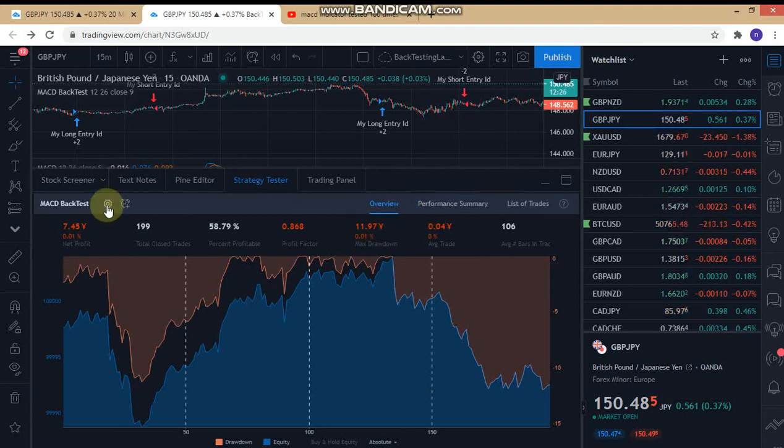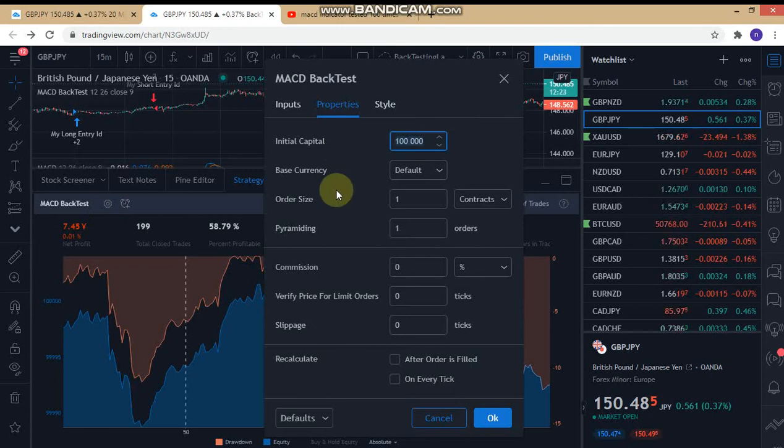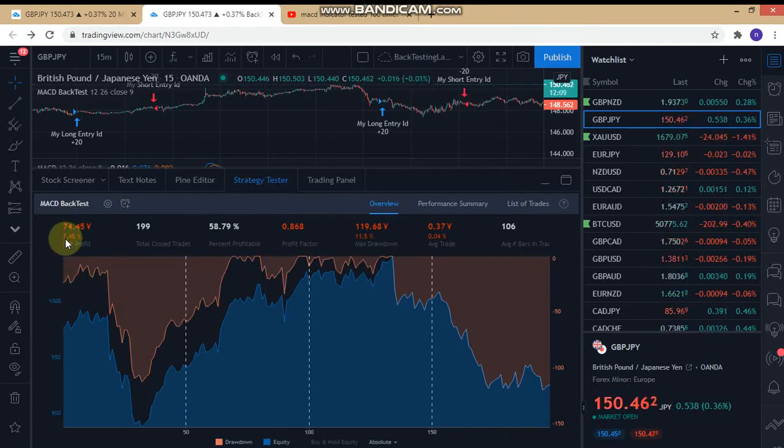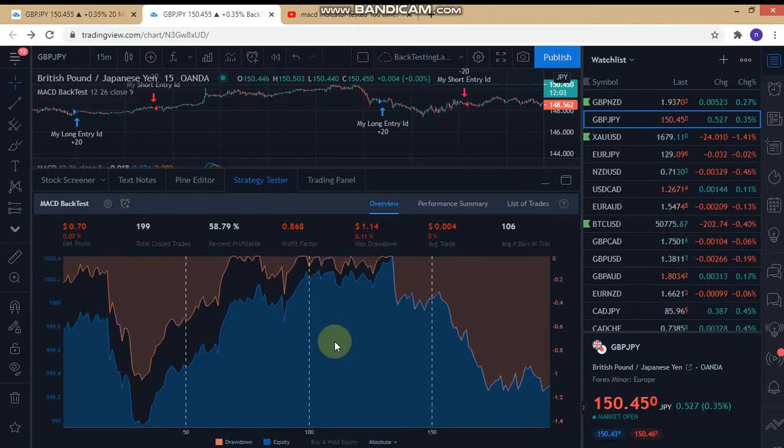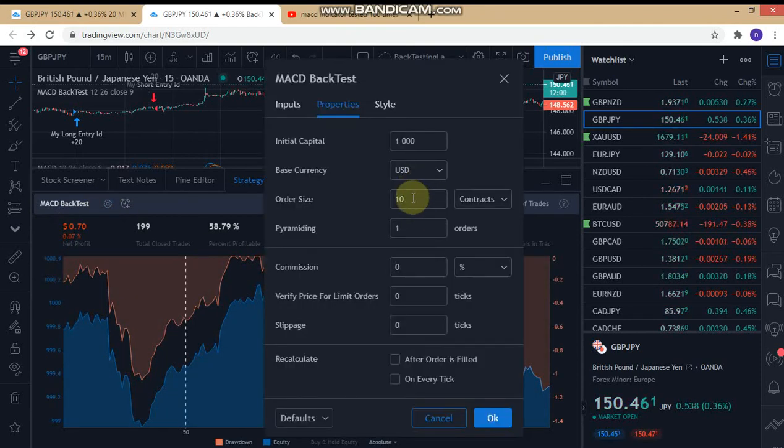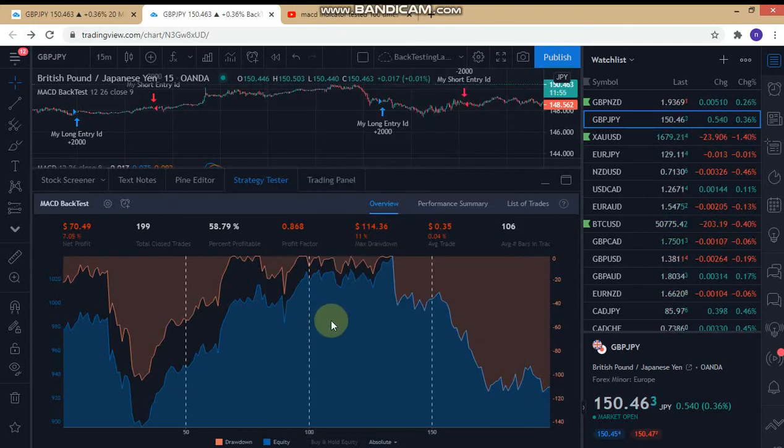0.11, and while we're right here, let's go ahead and change our initial capital to 1,000. Use an order size of 100 contracts. No, that's too big. 10 contracts. Okay. At this point, you have 7% profit. Now to change our currency to the dollar. Oh yeah, here we go. Now we can increase the contracts. Alright, so you have 7% profit, 11% drawdown on a $1,000 investment. So it's not great.